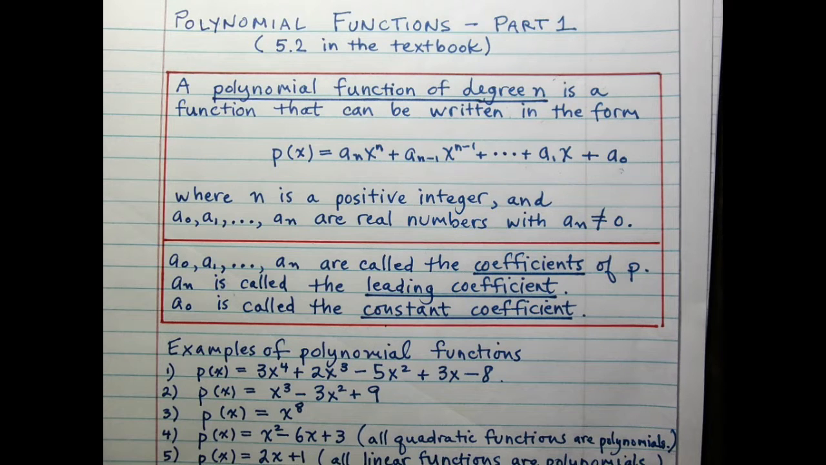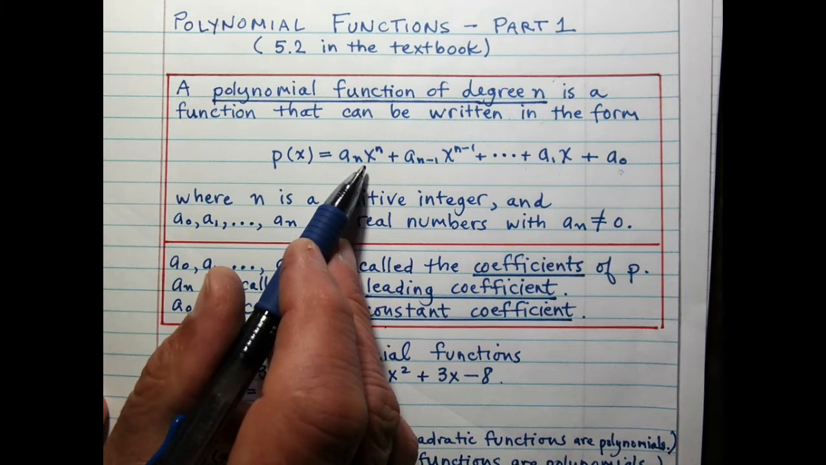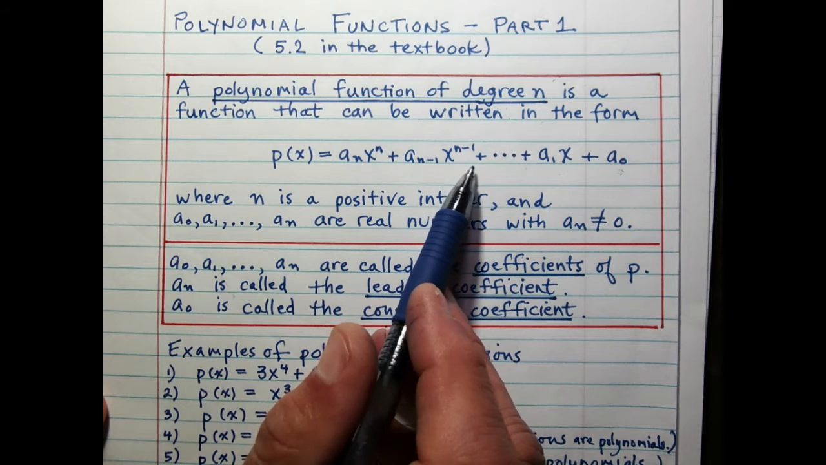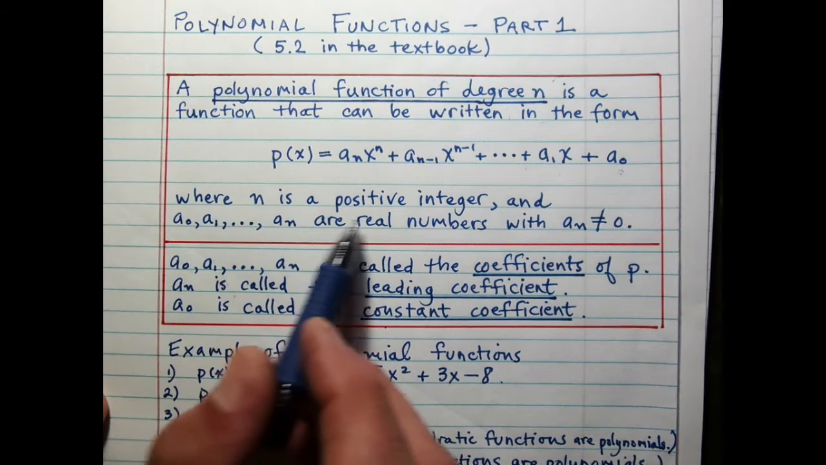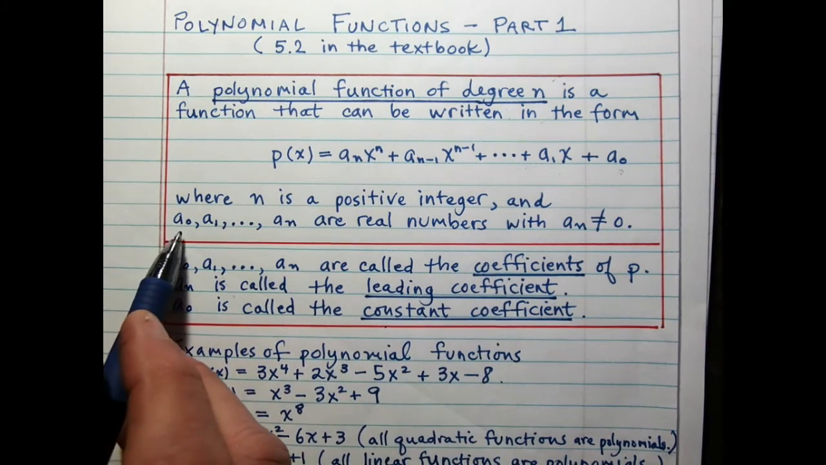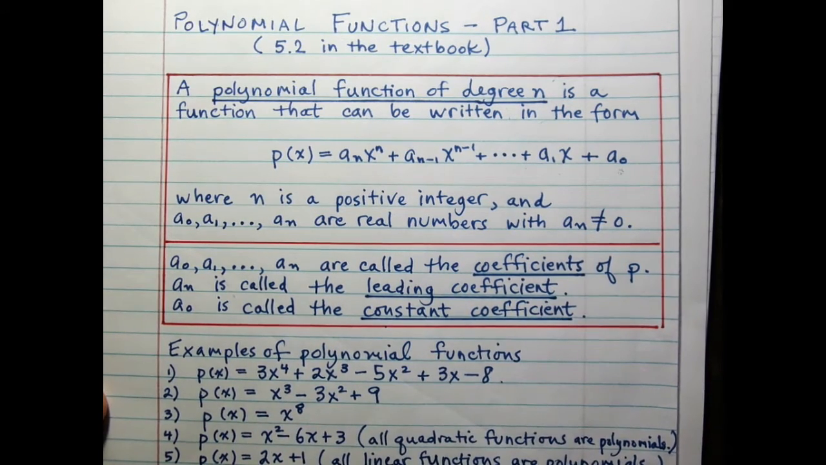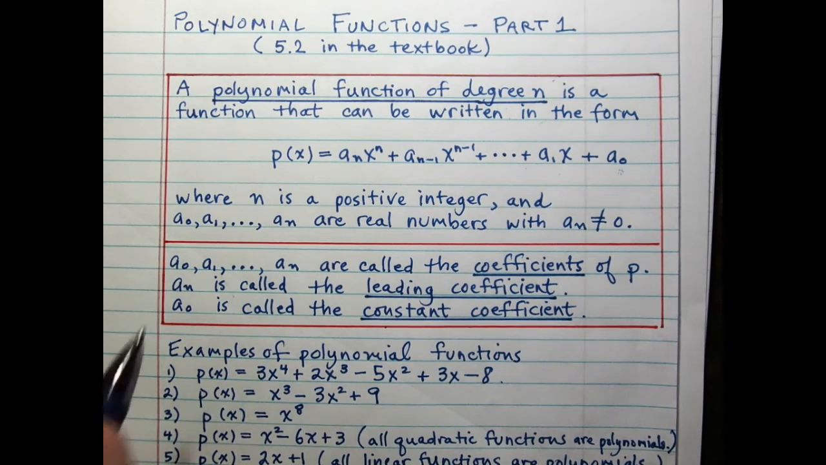So a polynomial function of degree n is a function that can be written in the form p of x equals a_n x to the n plus a_(n-1) x to the n minus 1 plus dot dot dot plus a_1 x plus a_0, where n is a positive integer and a_0, a_1 to a_n are real numbers with a_n different from 0. Now, that's quite a mouthful of a definition, and we will focus on examples that will bring this definition to life a little bit.